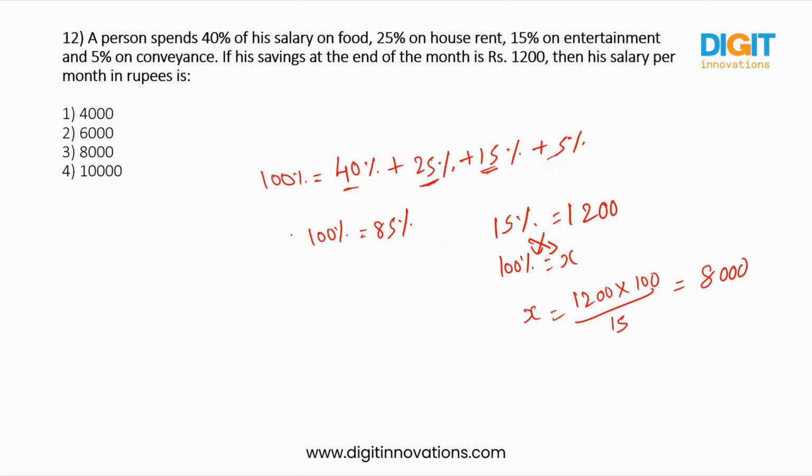I hope you're clear. Total salary is 100%. I just counted the percentages. So 85% is gone for food, house rent, entertainment and convenience, and the remaining is savings. So the remaining 15% is savings. So 15% in percentage it is 15 and in money it is 1200. If 15% is 1200, then what would 100% be? So I am simply cross multiplying this. So then you get the answer 8,000.